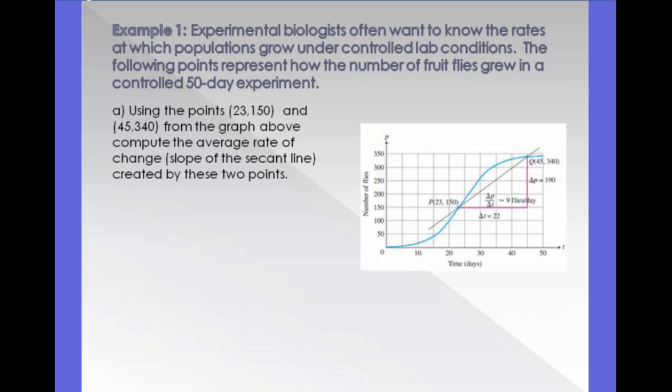So in example 1, experimental biologists often want to know the rates at which populations are growing under controlled lab conditions. So not like your house. Although I think this is true in our house too. The following points represent how the number of fruit flies grew in a 50-day experiment.